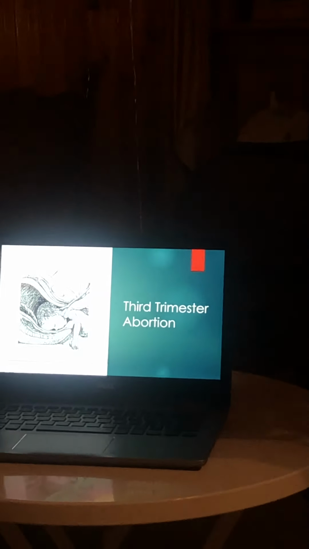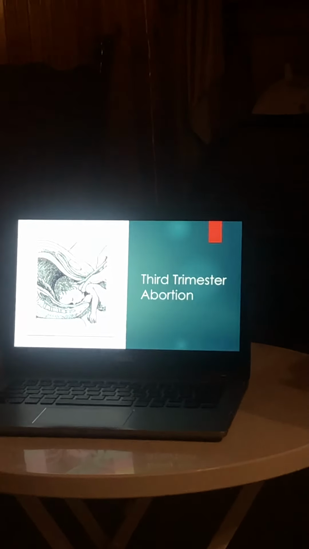Here is a third trimester abortion. Abortion is not legal during the third trimester unless it's life-threatening to the mother. In some states, this isn't even legal. After reading The Abortion Rights Debate by Justin Healy, other countries such as the UK do allow late-term abortions.